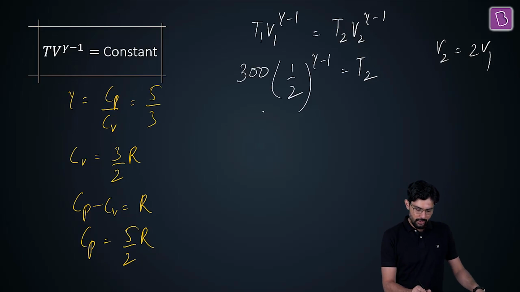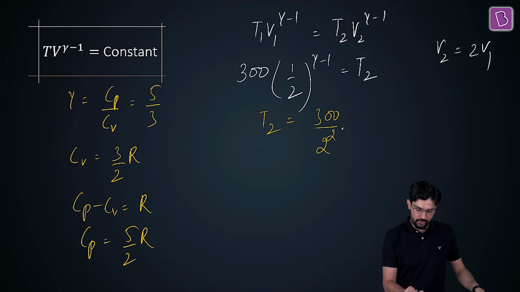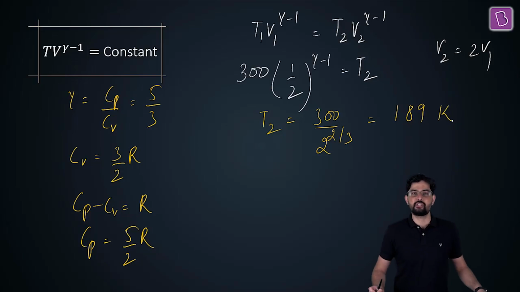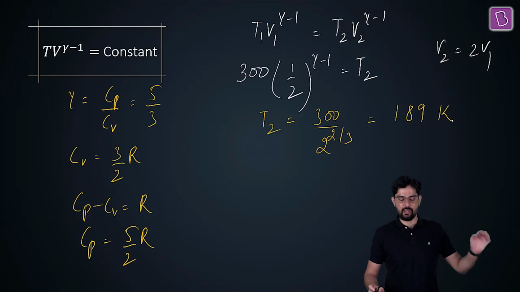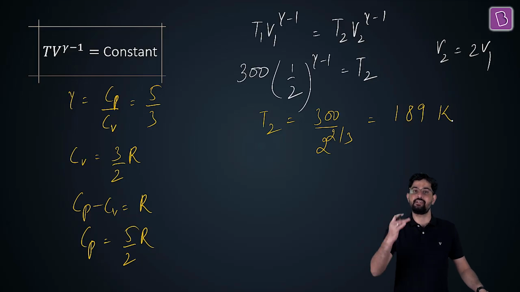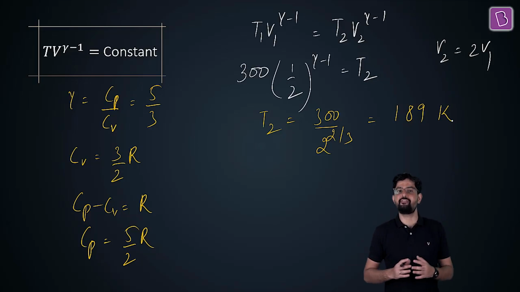Right? So the final temperature of the gas is going to be equal to 300 into 1 by 2 raised to the power 5 by 3 minus 1, that is 2 by 3. Comes out to be approximately 189 Kelvin. So the final temperature of this ideal gas is going to be 189 Kelvin. And can you see that the temperature has decreased, right? And in the expansion process, the gas would have done some work.